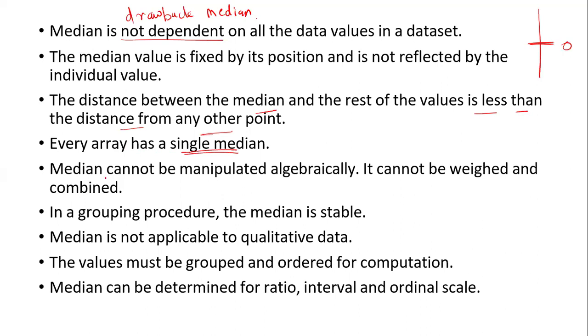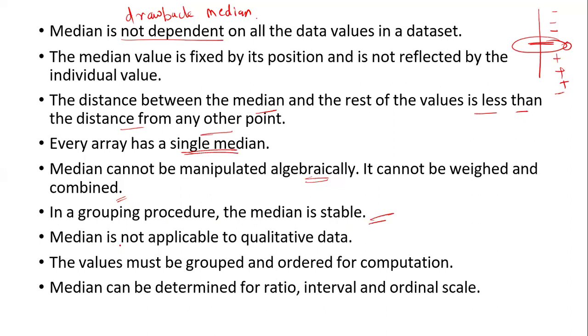Every array's median cannot be manipulated algebraically. It cannot be weighted and combined. So the median is not manipulated by algebra, because it is set in the middle. That's why it is not affected by the minus values, and it is not affected by the plus values. So it cannot be weighted and combined. In a group procedure, the median is stable.